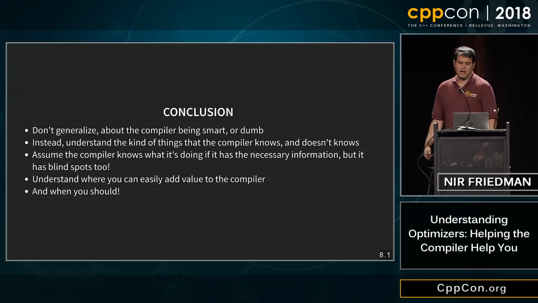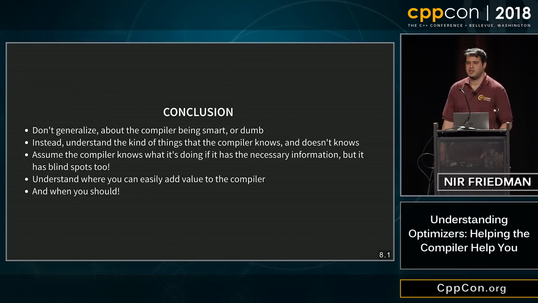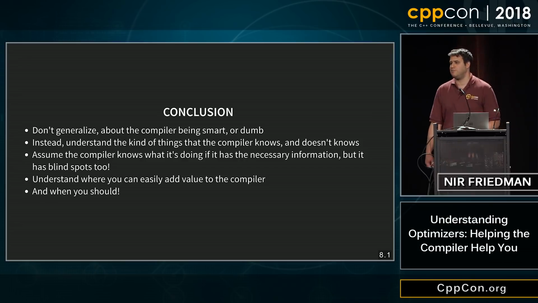OK, so please try to avoid generalizations. The compiler's smart, the compiler's dumb. Like, the compiler doesn't have an IQ. It's not a person. It's great at some things. It's bad at others. It's a tool, OK? It's usually very, very good within its domain when it has the information that it needs. But it also has blind spots, right? Like I saw on the previous slide. So you'll pick up what those are via experience. Understand when you can change the way you write code to help the compiler generate the assembly that you want.